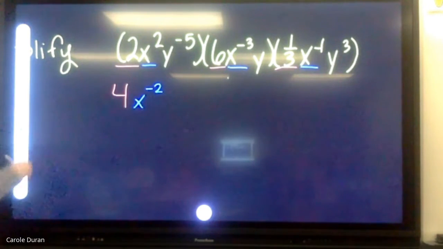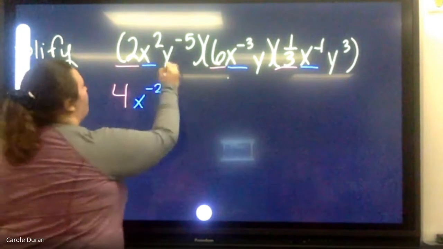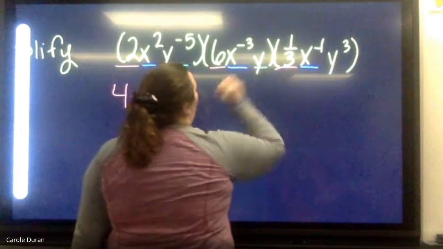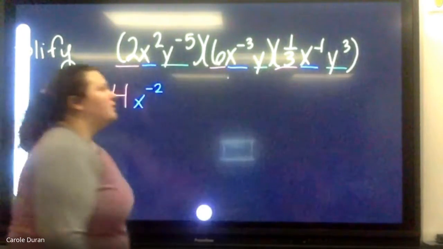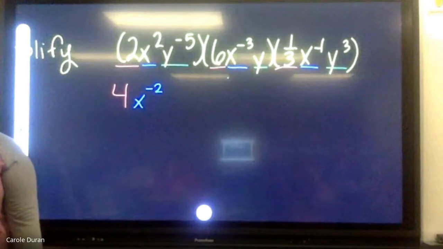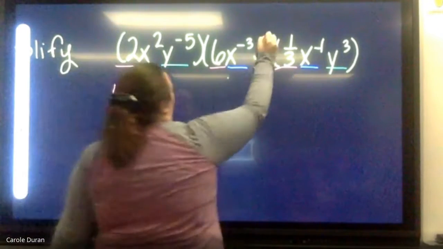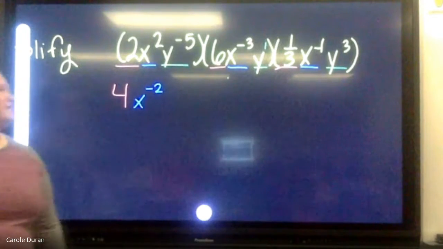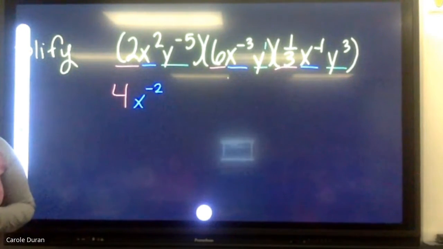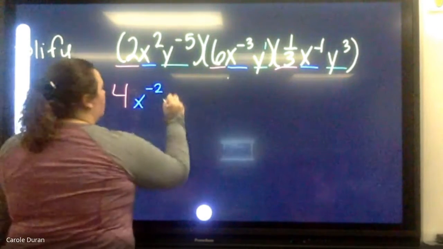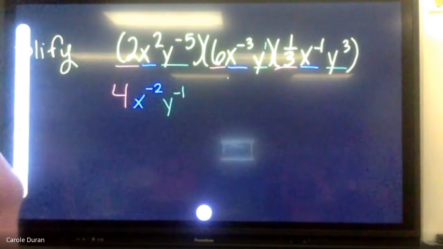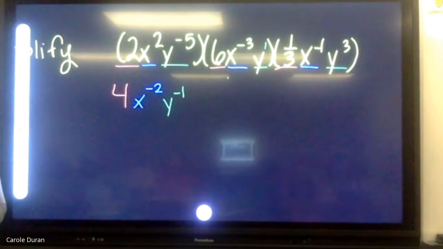And then I do the same thing with my y's. So I have y to the negative 5, y, and y cubed. Remember, if there's no exponent present, we assume it's a what? 1. So this is the same as y to the 1. We add the exponents together. Negative 5 plus 1 is negative 4, plus 3 is negative 1. So when I put together like terms, I get 4x to the negative 2, y to the negative 1.